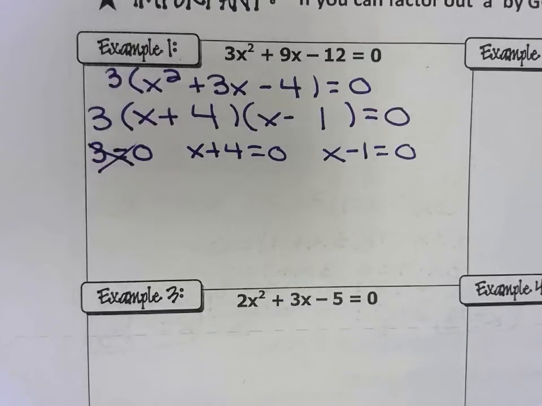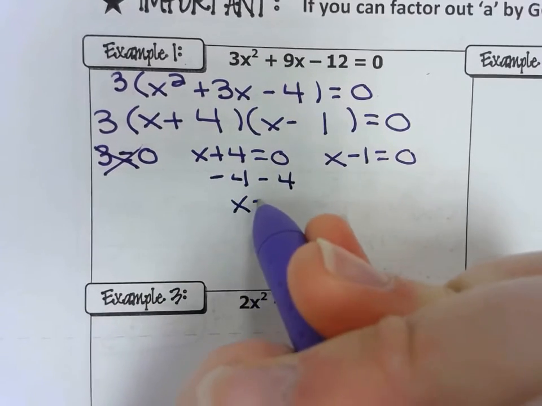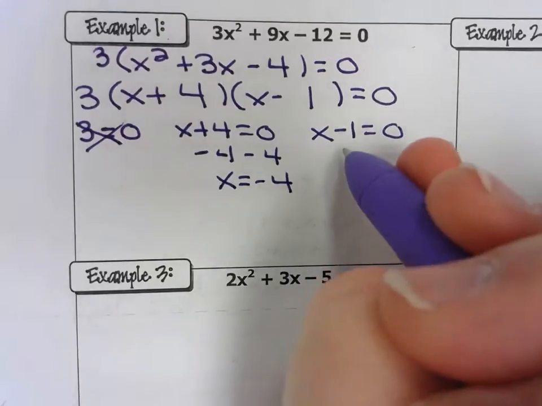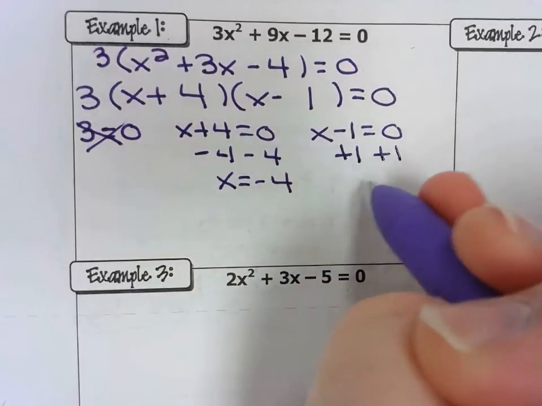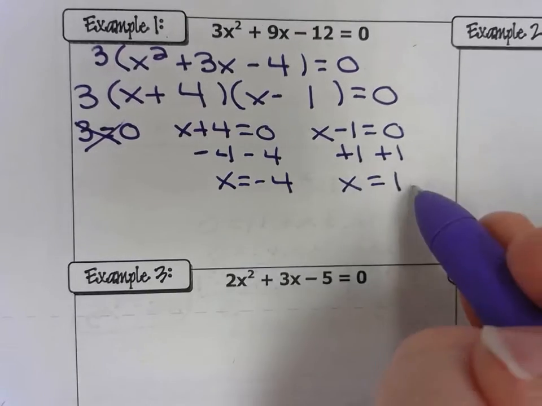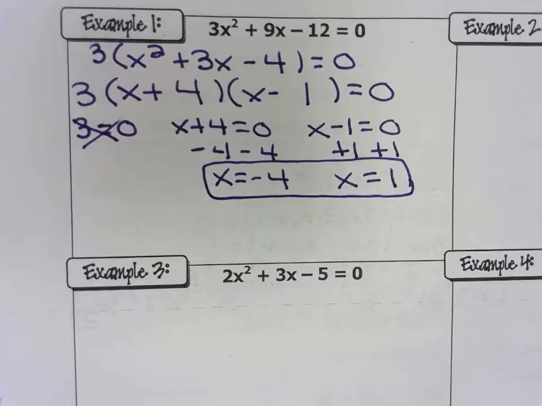Okay, x plus 4 equals 0. Subtract 4. X equals negative 4. That's one answer. Add 1. X equals 1. That's your other answer. So those are my two answers. X equals negative 4 and x equals 1.